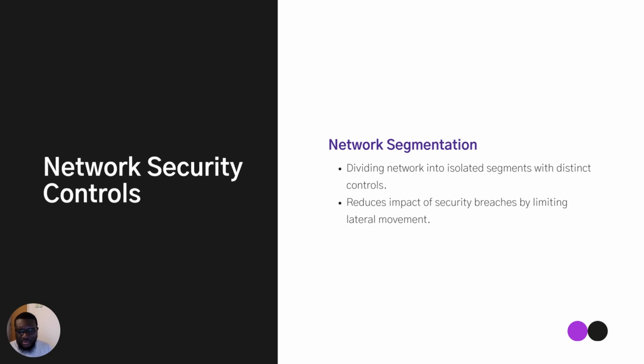Now, network segmentation is dividing the network into isolated segments with controls, and it reduces the impact of security breaches by limiting lateral movement. What that means is that you are segmenting different areas of the network by one parameter or another, and it allows you to reduce the blast radius if anything happens.